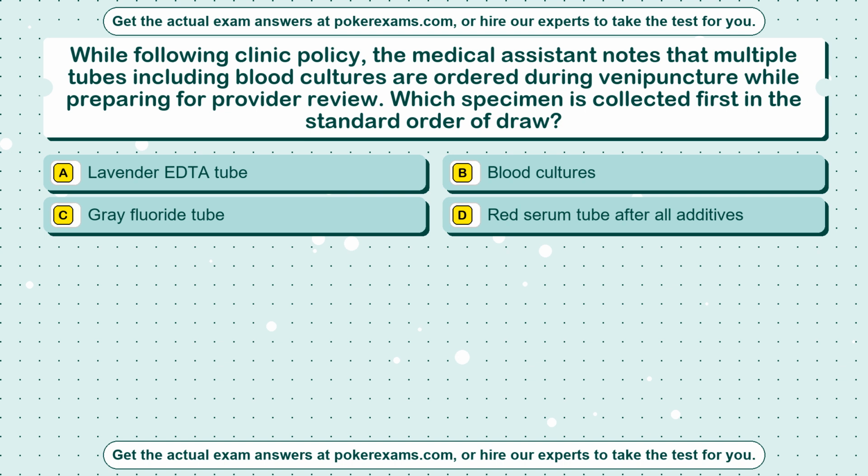Question 35. While following clinic policy, the medical assistant notes that multiple tubes including blood cultures are ordered during venipuncture while preparing for provider review. Which specimen is collected first in the standard order of draw? Option A, lavender EDTA tube. Option B, blood cultures. Option C, gray fluoride tube. Option D, red serum tube after all additives.